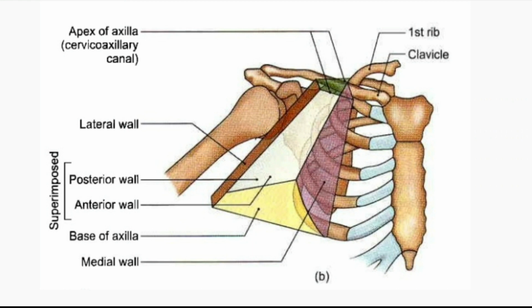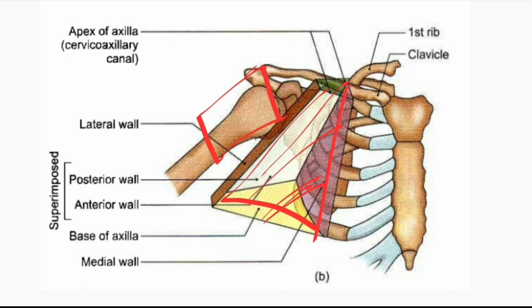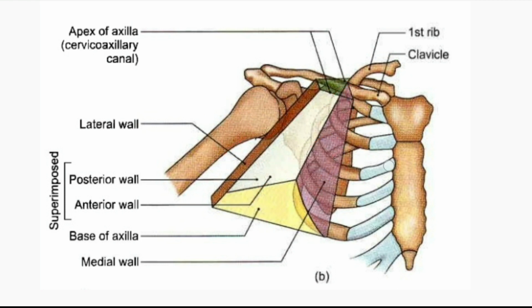From the figure, this is the humerus and this is the chest wall. So the axilla is a pyramidal space situated between the upper part of the arm and the chest wall. It has a part, the apex.